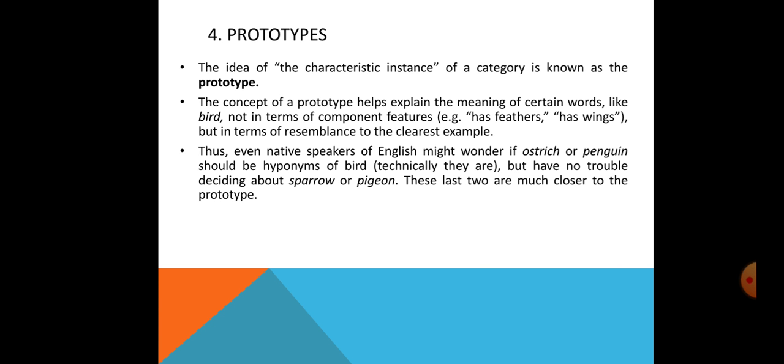Jadi kalau hyponym itu adalah kelas keluarga, jadi keluarga kata ya. For example, misalnya tadi dari kata animal itu ada banyak macam animal, sedangkan prototype itu adalah karakteristik. Jadi kata yang menunjukkan karakteristik dari sebuah kata. Misalnya tadi ada kata bird, itu berarti contohnya bird itu ada sparrow and pigeon. Jadi sparrow and pigeon itu adalah prototype dari bird. Sedangkan bird adalah hyponym dari animals. Itu.